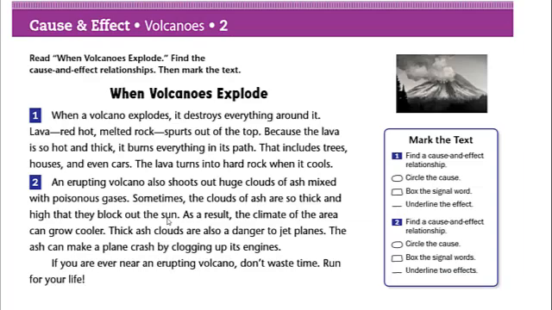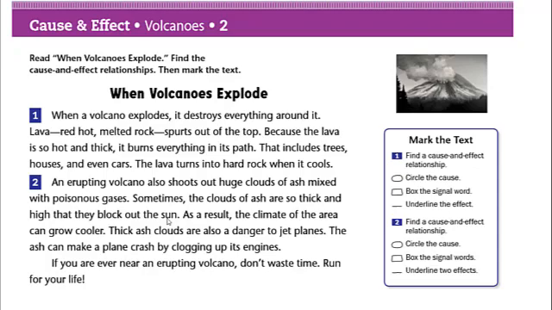The next one we're going to see is when volcanoes explode. So we're going to look for these cause and effect relationships in paragraph 1. When a volcano explodes, it destroys everything around it. Lava, red hot melted rock, spurts out of the top. Because the lava is so hot and thick, it burns everything in its path. That includes trees, houses, and even cars. The lava turns into hard rock when it cools.